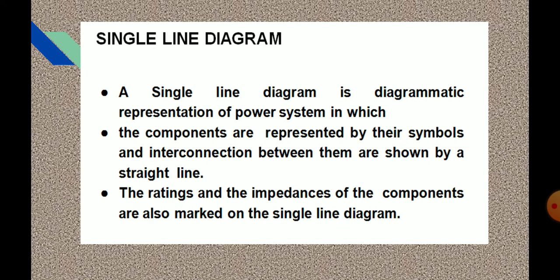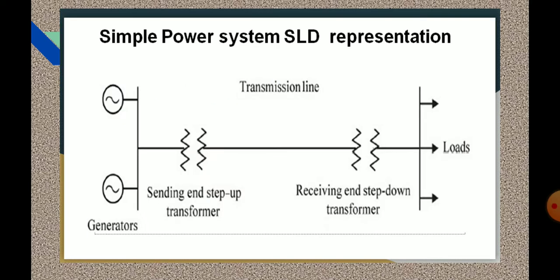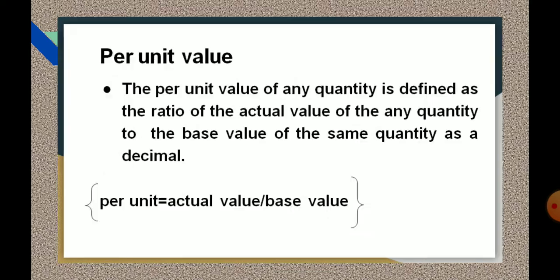So this is a single line diagram, which is a diagrammatic representation of a power system, in which components are represented by their symbols and interconnections between them are shown by straight lines. The ratings and the impedance of the components are also marked in the single line diagram. Next one is single line diagram representation example. So this diagram consists of generators, sending end step up transformer, transmission line, receiving end step down transformer, load.